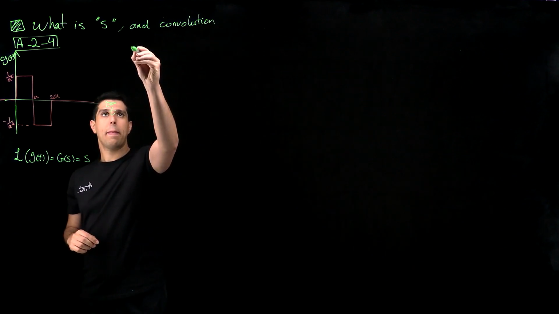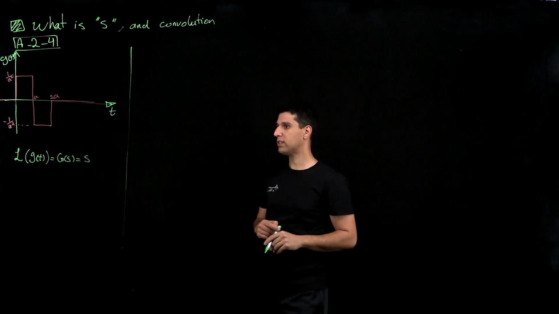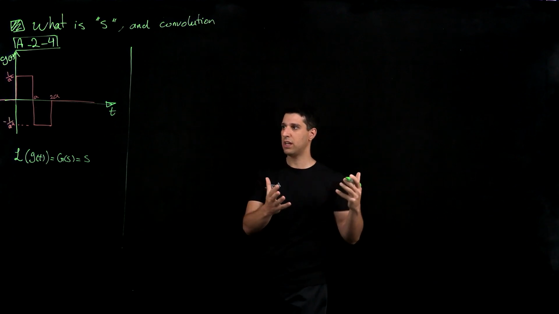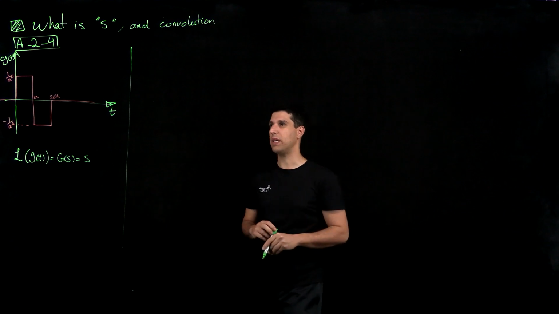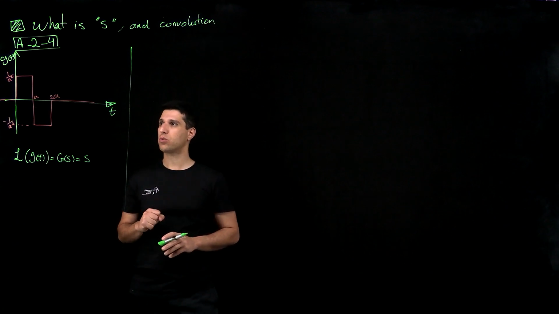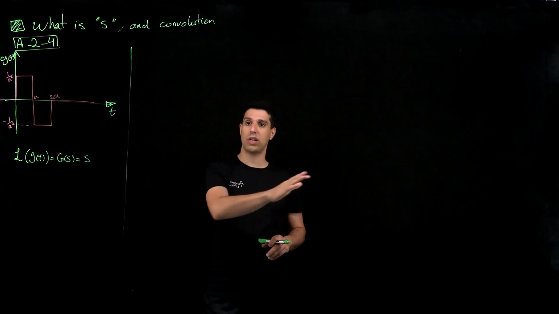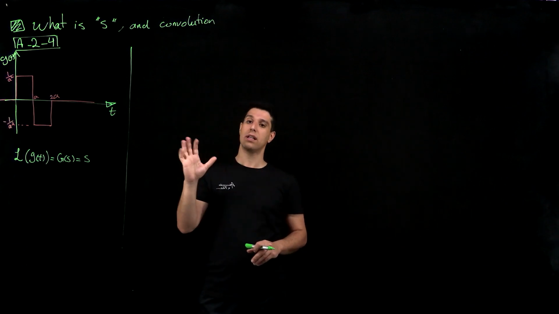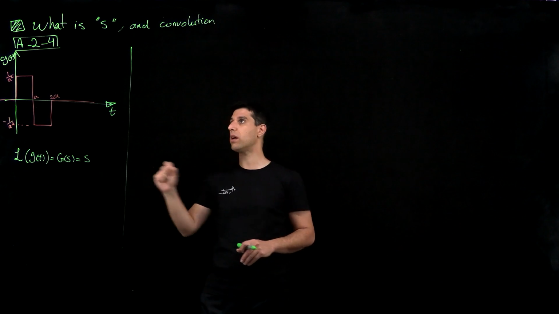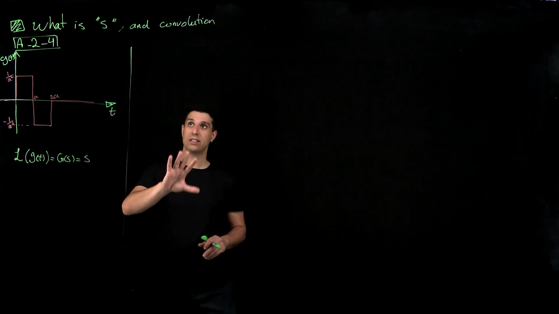So let's first talk about what s is. What does it mean for the Laplace transform of a function to equal s? There is one of the properties of the Laplace transform. If you recall, if you have a function f with Laplace transform f of s, the Laplace transform of f dot is s f of s, right? This is from the properties in one of the tables in the textbook. So that is what we have.